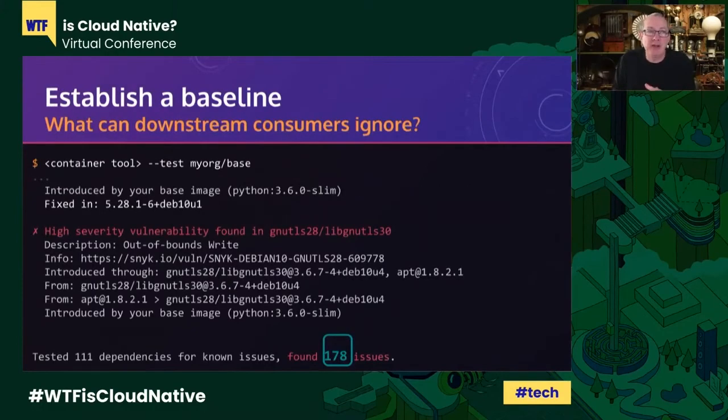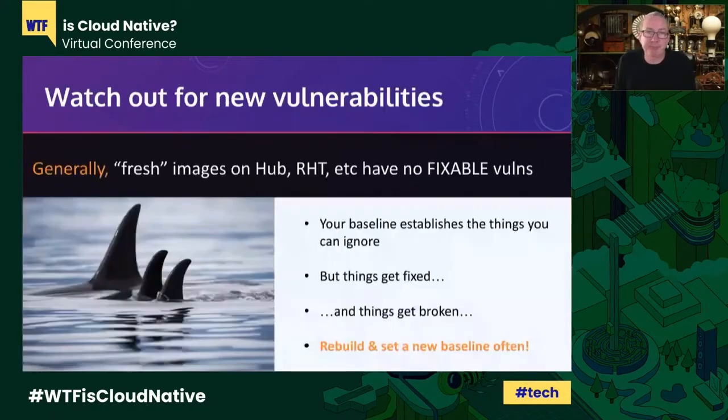And we can then scan that base image and establish a baseline there. So anyone else consuming this only needs to worry about things they've introduced through additional packages or software that they've added. So as we can see here, when we've scanned this base image, we've got 178 issues that we know are just in this base image. But it's important that we also watch out for new things when we're establishing these baselines. So we want to be rebuilding and setting a new baseline pretty often.